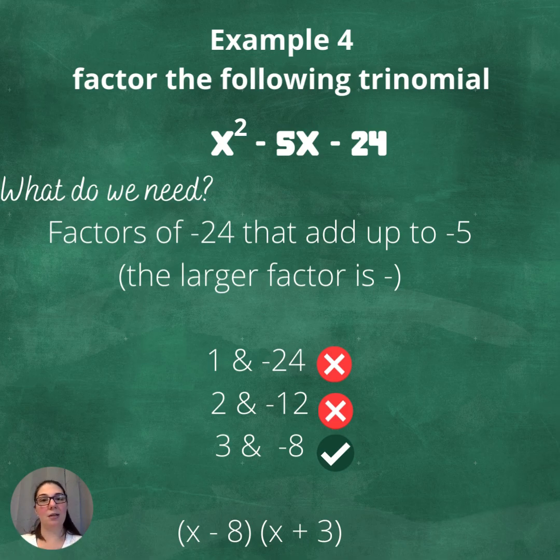So we move on. Our next pairing would be 3 and negative 8. If you do 3 times negative 8, that gives you negative 24. When you do 3 plus negative 8, that gives you negative 5, which is what we're looking for. So our answer for this problem is x minus 8 times x plus 3.